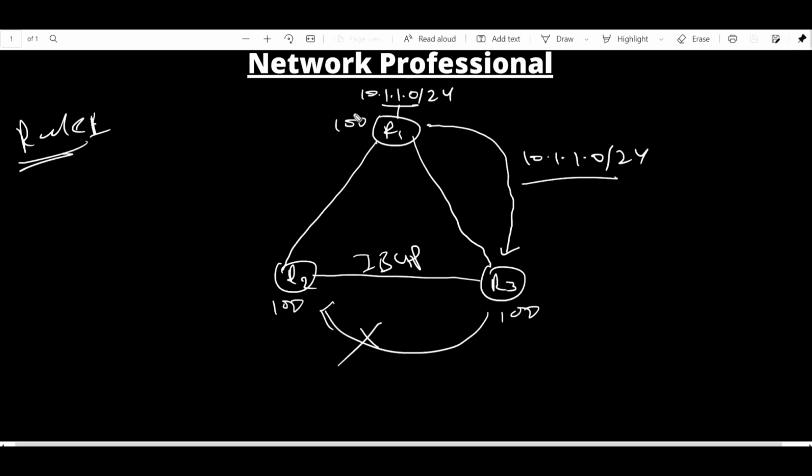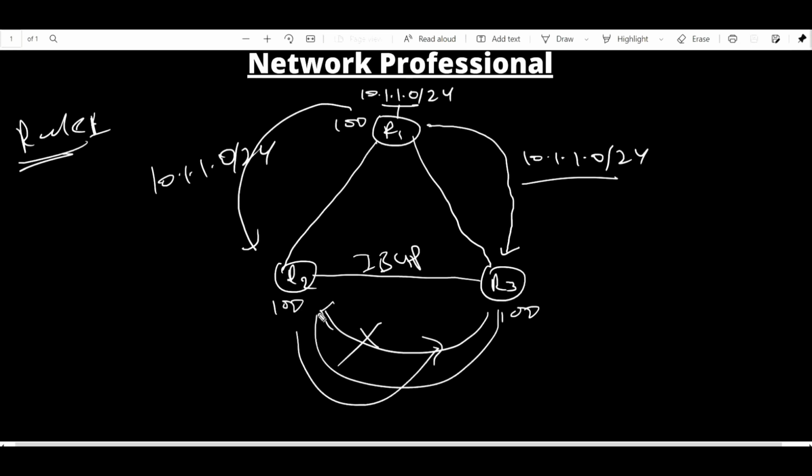Never, right? So R1 will advertise this prefix, 10.1.1.0/24, to R3 and R2. But R2 will not advertise it to R3 because this is iBGP, right? And R3 will also not advertise it to R2 because of iBGP, right? So a router will always keep in mind that if it is receiving a prefix from an iBGP neighbor, then it will never share that prefix with its other iBGP neighbor routers, fine.